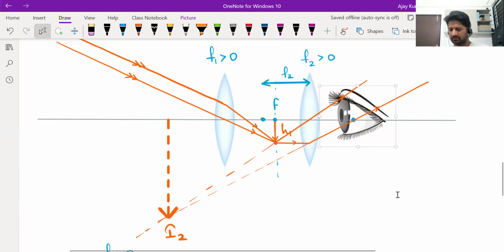But yeah, some of you might be having this doubt. When we see through binoculars, we see an upright image. Why are we getting an inverted image here? We'll get to that point.